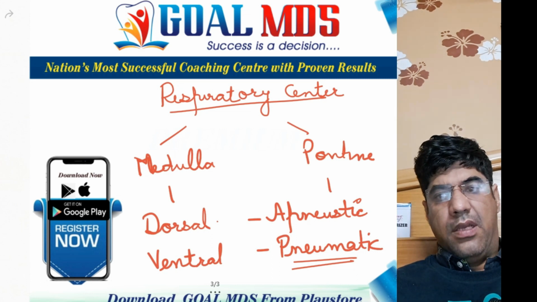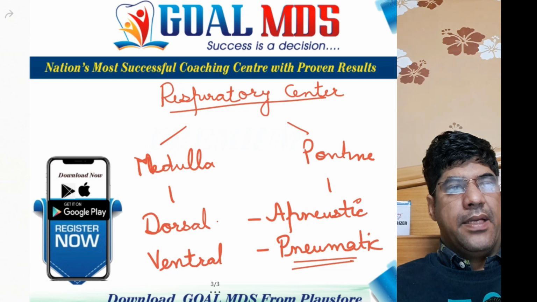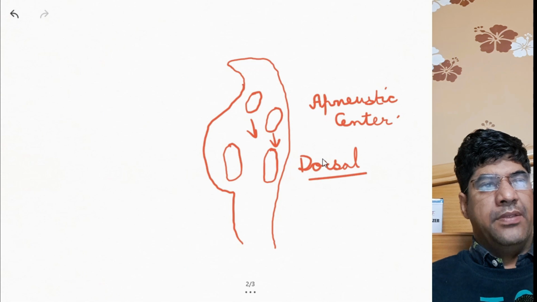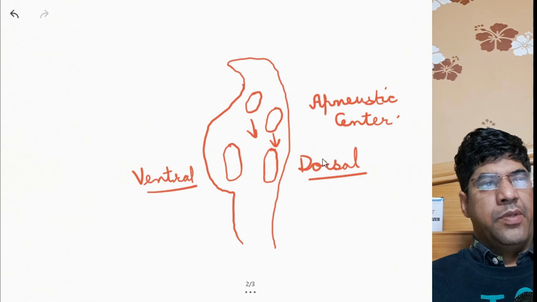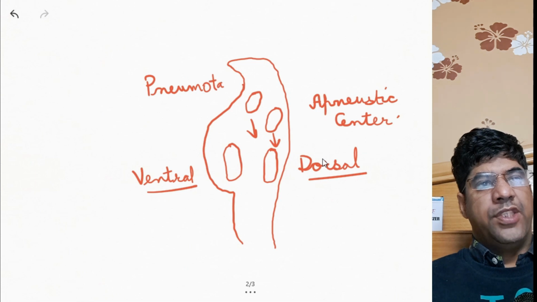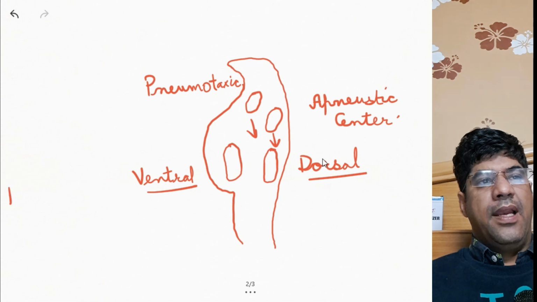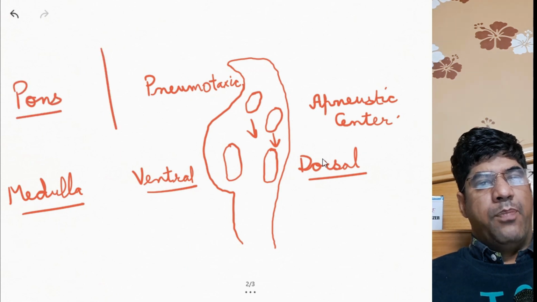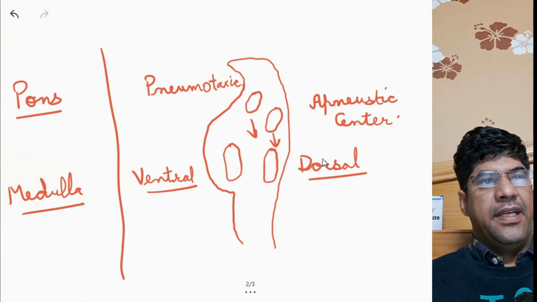Now let us check where they are located. Suppose this is the figure showing the brainstem. Here are the dorsal group of neurons, situated in the medulla. So we have two groups of neurons: one is the dorsal group and the other is the ventral group. Similarly, in the pons, we have two centers: one is the apneustic center and the other is the pneumotaxic center.